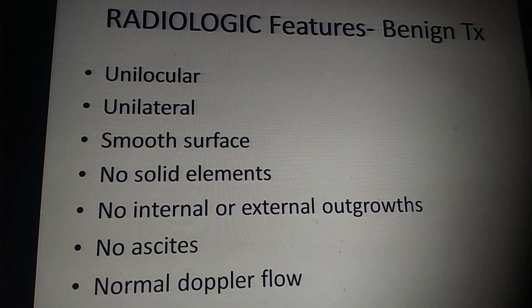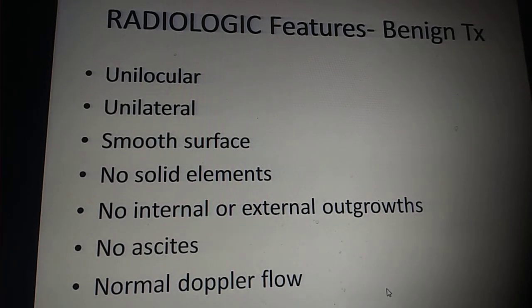What are the radiologic features of benign ovarian tumors? They are unilocular, unilateral. They have a smooth surface with no solid elements, unless, as in the previous class we talked about, there are certain solid ovarian benign tumors. Other than that, if it is cystic with solid elements, generally we have to be suspicious that it's a malignancy. There are no internal or external outgrowths, so papillations that we talk about, right? And there is no ascites, and always a normal Doppler flow.